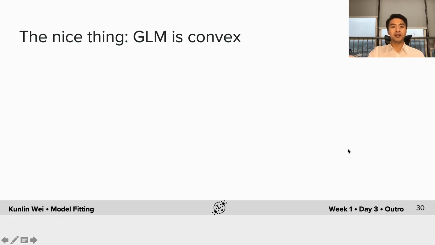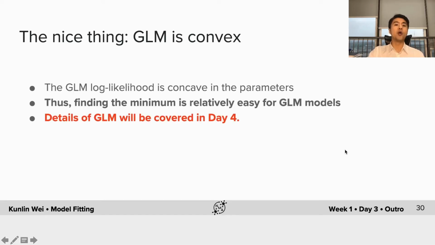So why do we do this? Because there is one nice thing about the generalized linear model. They're all convex. As I told you before, exponential functions tend to be convex. And in fact, for all kinds of generalized linear models, the log likelihood is concave in the parameter. This will guarantee us to find a global minimum. That's why I say finding the minimum is relatively easy for generalized linear models. Of course, the details of the generalized linear model will be covered tomorrow on day 4, so stay tuned.